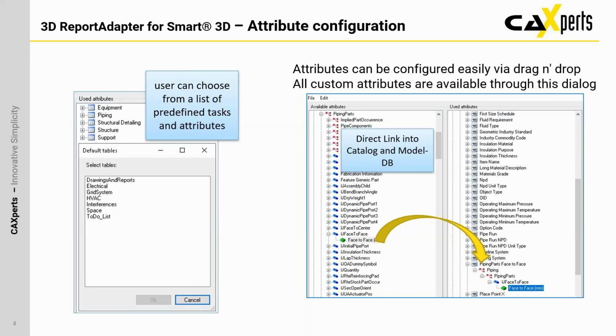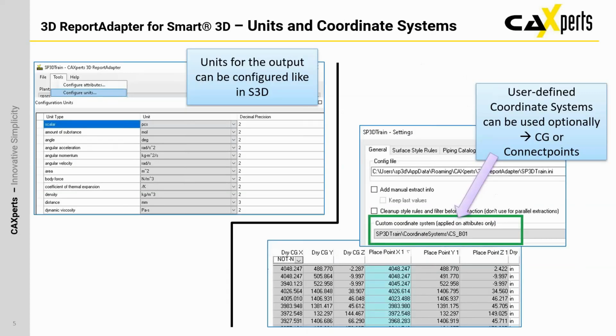You have in this utility a direct view into your catalog and model. You just drag and drop your attribute from the left side, that represents all available attributes, to the right side, that is your actual report configuration, and that's it. So you do it here interactively in a quite easy way, and you can define the attributes you want to use finally in your reports.